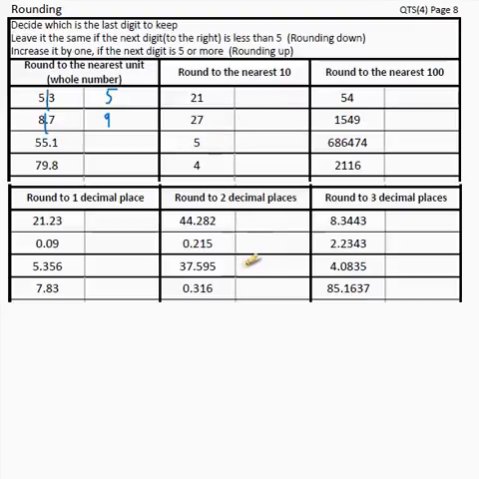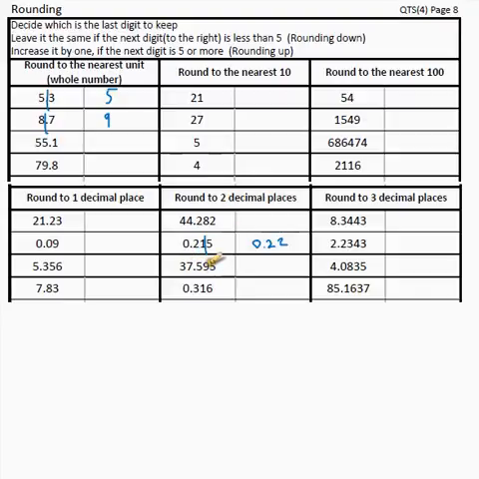Can we just have a quick look at this one here? Rounding to 2 decimal places, 1, 2, so I draw my line here. The digit after the line is 5 or more, so the digit before the line would become 1 more. In other words, 21 plus 1 is 22, so 0.22.